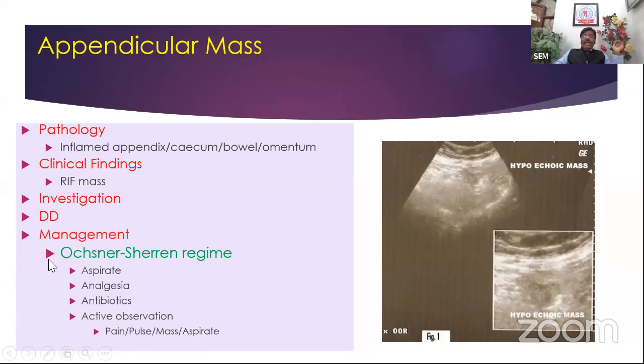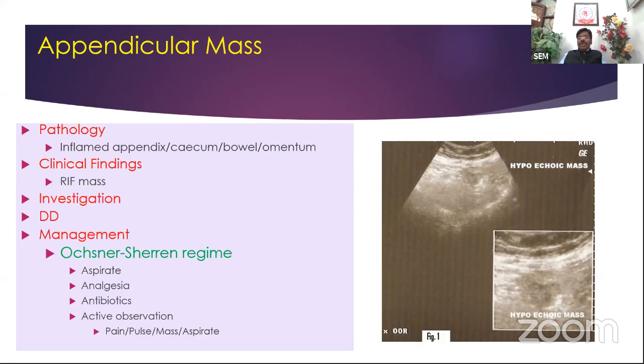Then you tell that appendicular mass is nature's way of trying to localize the infection. You don't go and unravel, trying to remove the appendix in a difficult situation. In other words, it is nicely protected by nature: the cecum, omentum, and the bowel. You would have to remove them all, then take it. It is a very challenging surgery.